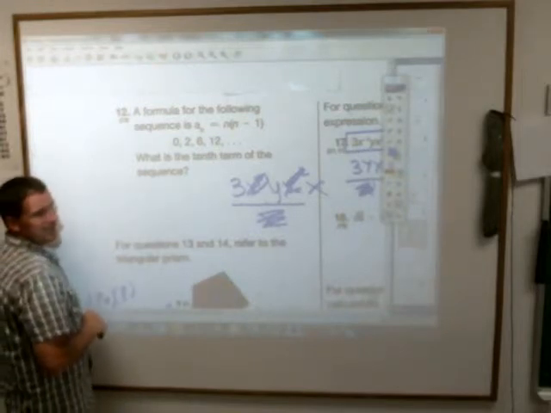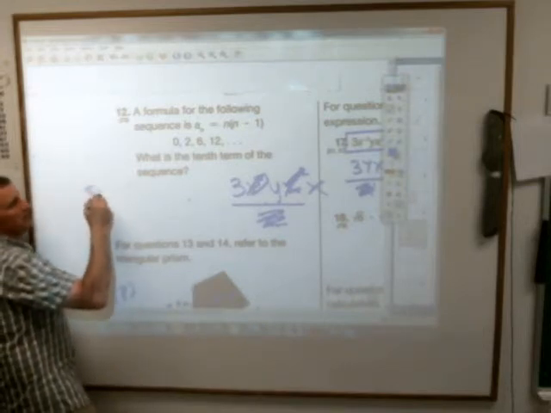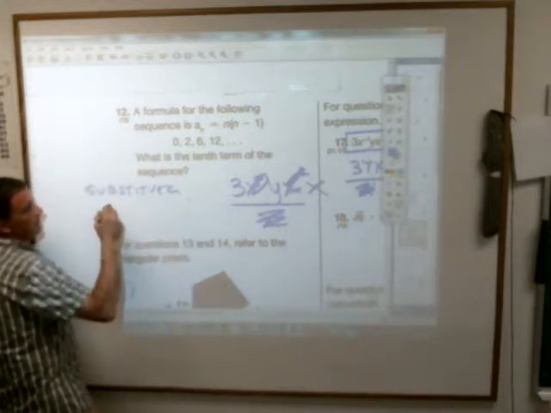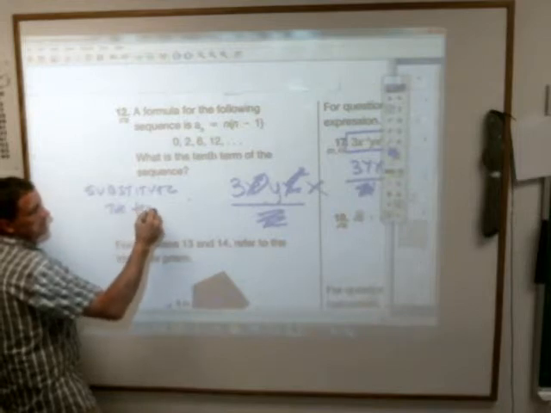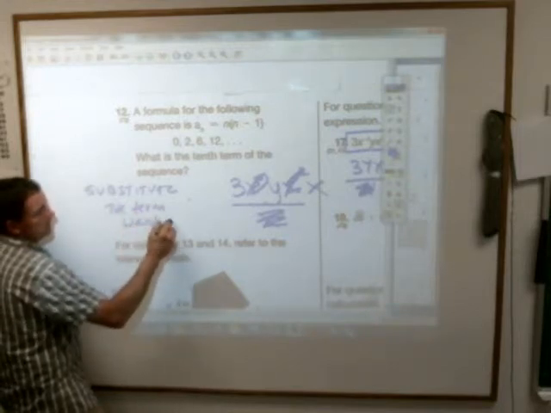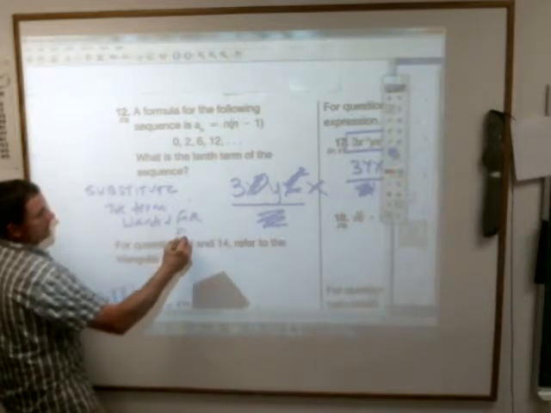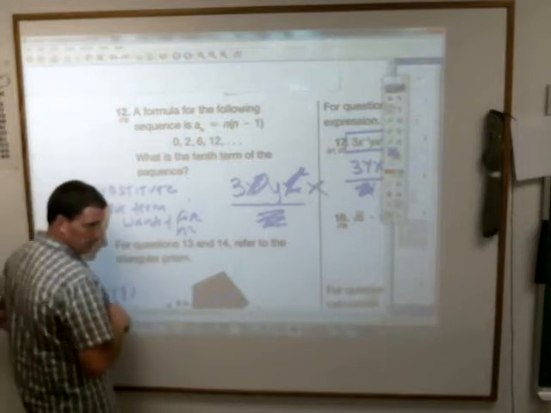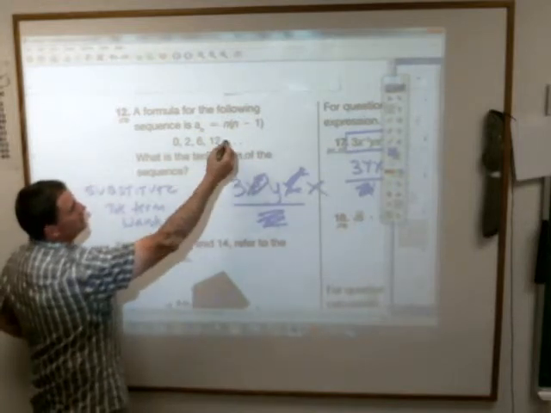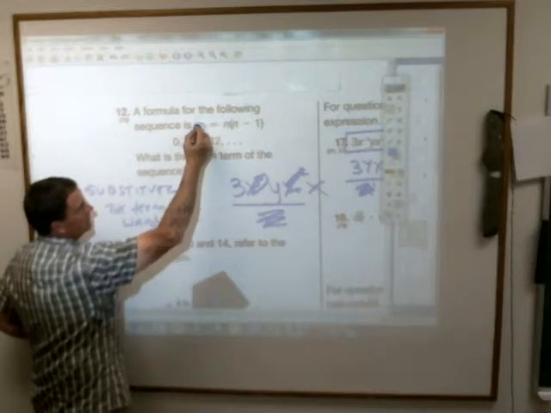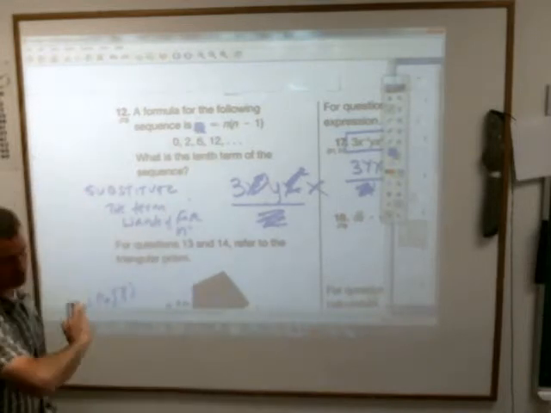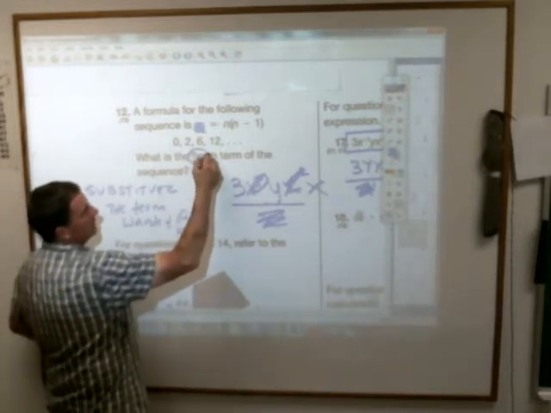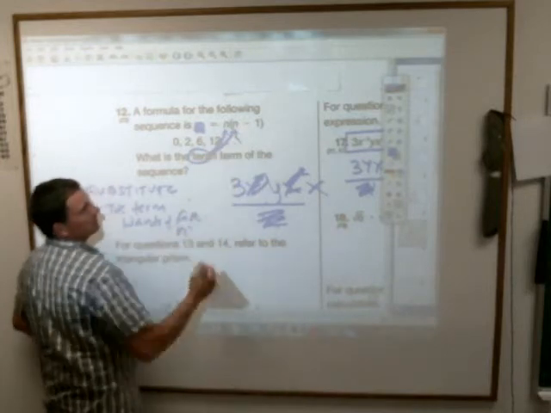This is the note I write to myself. I just need to substitute the term wanted for the letter N. Okay, and I would basically do this, children. Listen to me. As soon as I get this paper, I would cross this off because you don't need that. That is immaterial to anything you're doing. You're just going to take the 10 and put it in for both of these Ns.